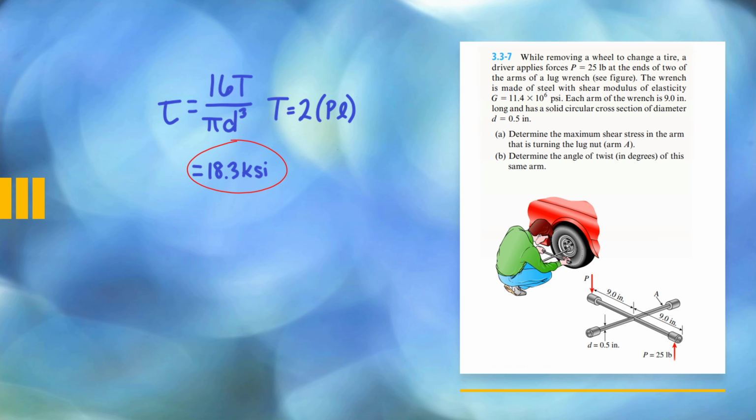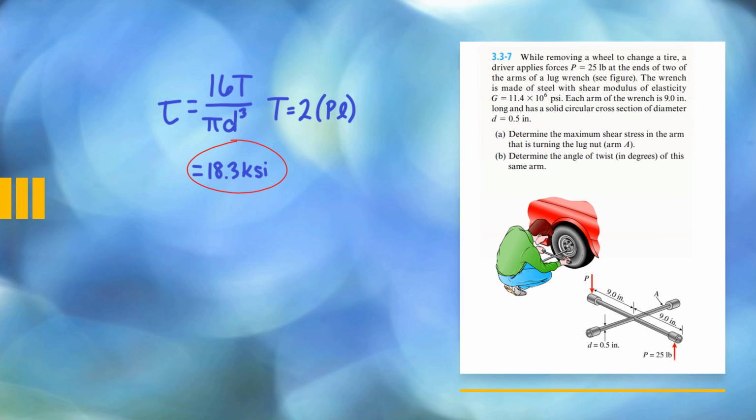So if we look at our little schematic here, we have some forces creating torques and our lug nut at A. So our shear equation, which is what we're looking for, is 16T over pi d cubed, and this is for circles specifically. We can solve for T because it gives us how much force he's pushing on the sides with, and then we already have d, and we can solve for it. Determine the angle of twist of the same arm.